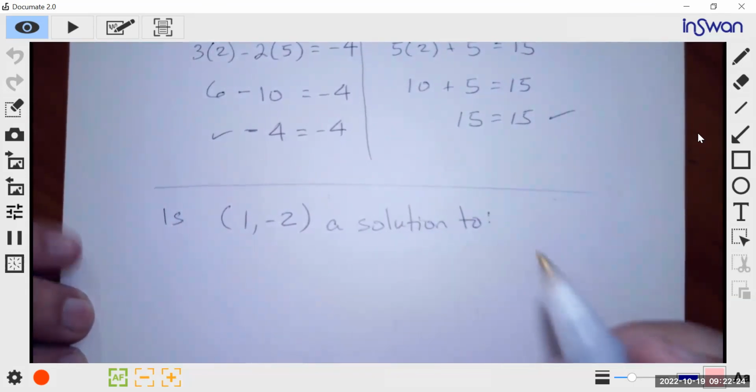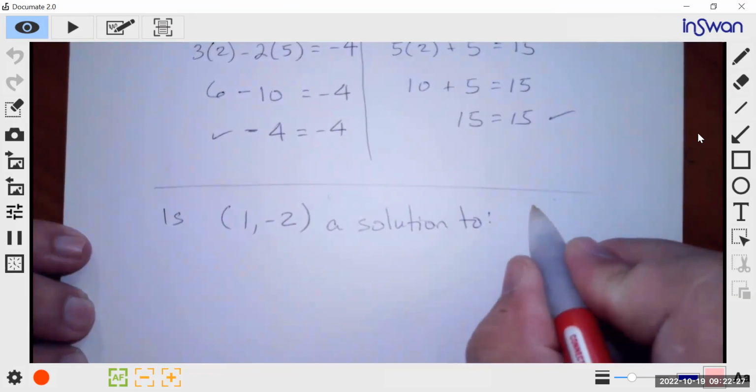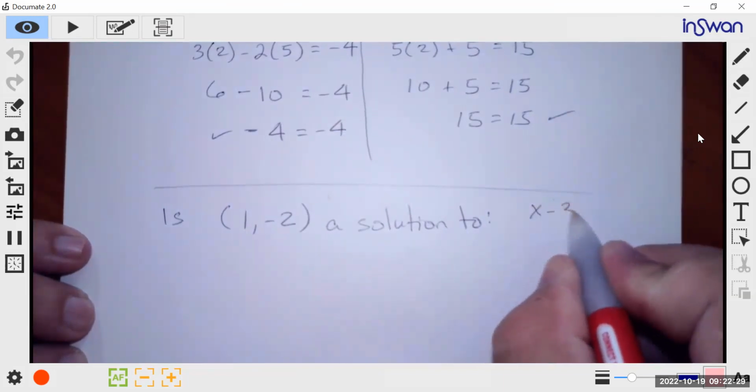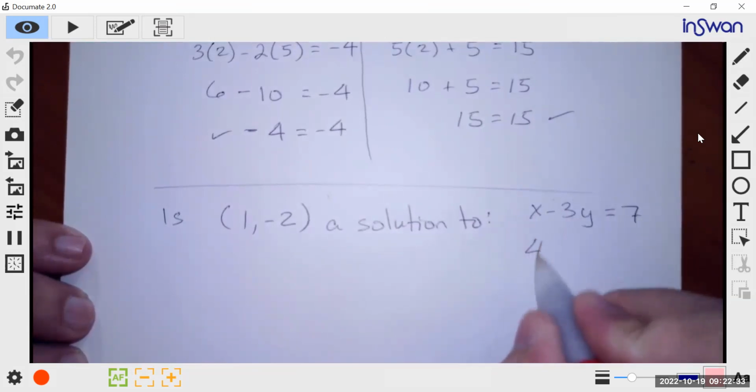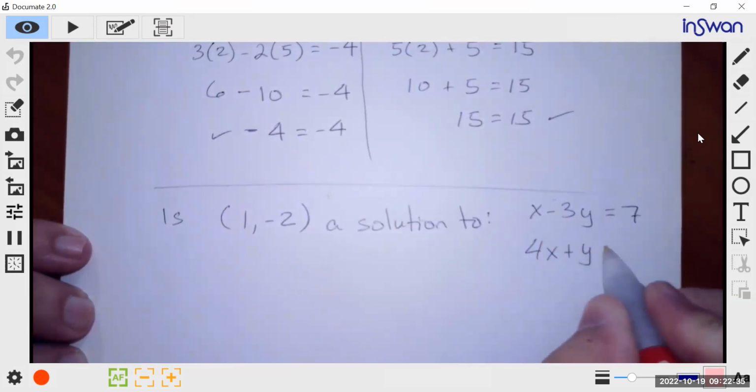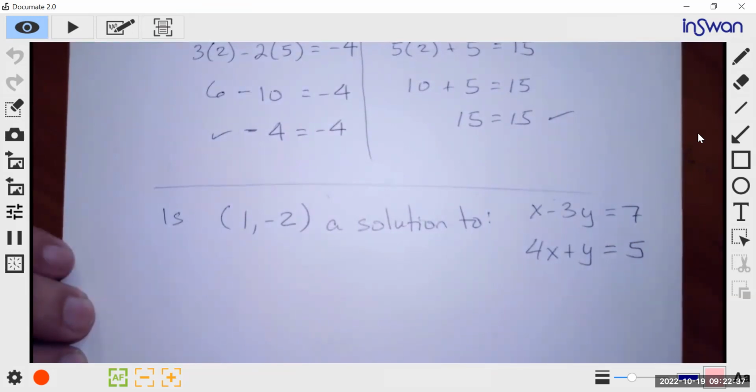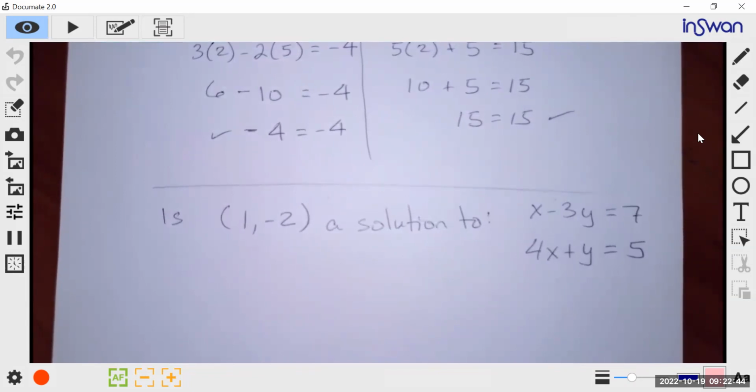Is (1, -2) a solution to this system? We're still in section 1. I'll tell you when we move on to any of the more sections.